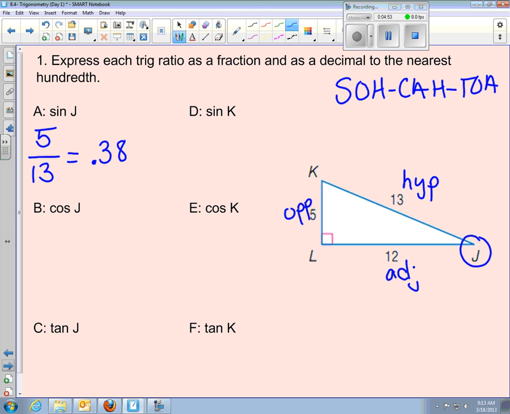Cosine, remember, is our adjacent over hypotenuse. Adjacent this time is 12. Our hypotenuse is still 13. We're going to make that into a decimal, so divide 12 by 13, and we get 0.92.